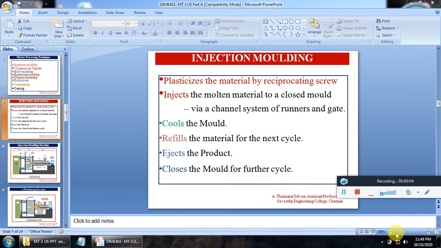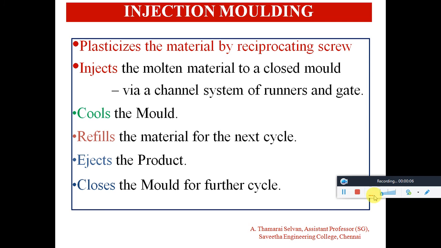Hi students, in this session we will see about injection molding. Generally, injection molding is one of the most usable processes for making plastic products. In this process, it plasticizes the material by a reciprocating screw. In the next slide I will show you the diagram where you can understand what this reciprocating screw is and how it works.